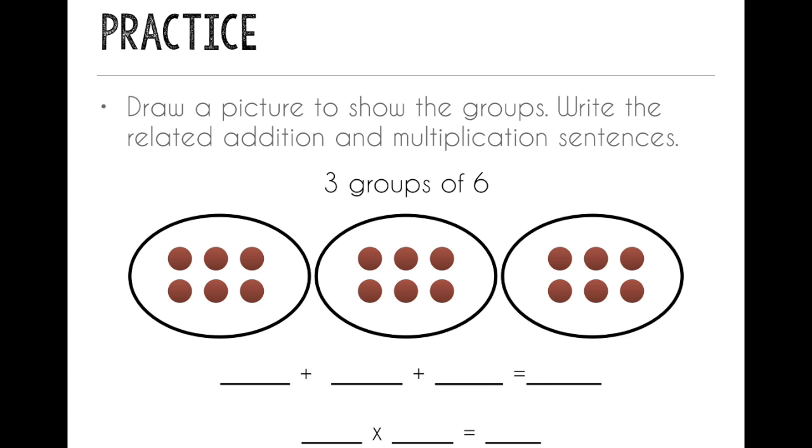For my repeated addition sentence, I'm going to write the number in each group, 6 plus 6 plus 6, and then I can add it up. And I get a sum of 18. To write it as a multiplication sentence, first I write the number of groups. So I have 3 groups, then I multiply by the number in each group. So there's 6 objects in each group, so I do 3 times 6 to get my product of 18. So remember, when we're writing our multiplication sentence, our first factor, or the first number we write, is the number of groups, and our second factor is the number in each group.